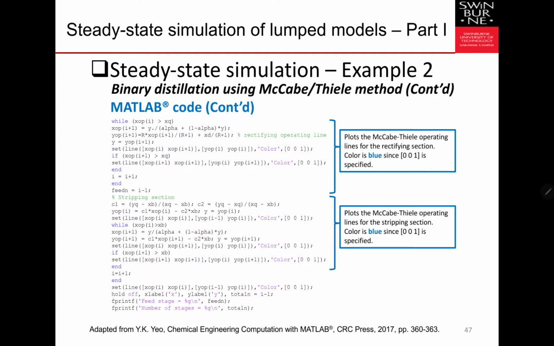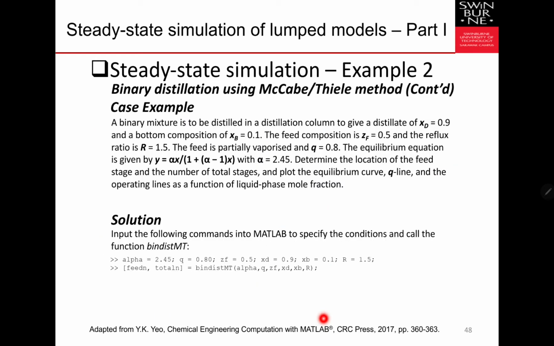Okay, and then this part basically plots the McCabe-Thiele operating line for the rectifying section. The color is blue since 001 is specified. And then this part plots the McCabe-Thiele operating line for the stripping section, and the color is blue since 001 is specified. And then this one is basically setting the last line. And then we also print the feed stage and the number of stages here.